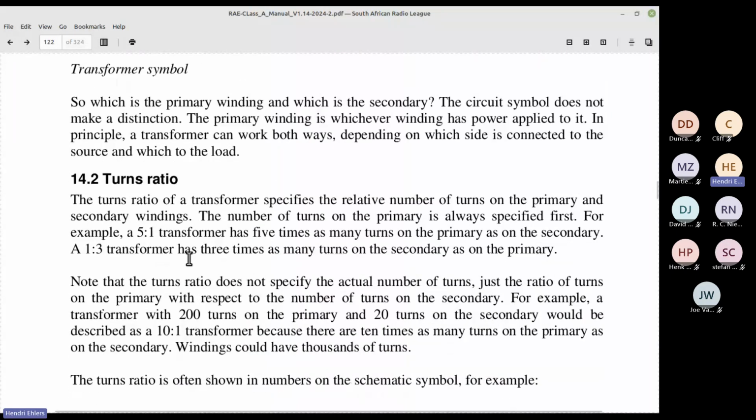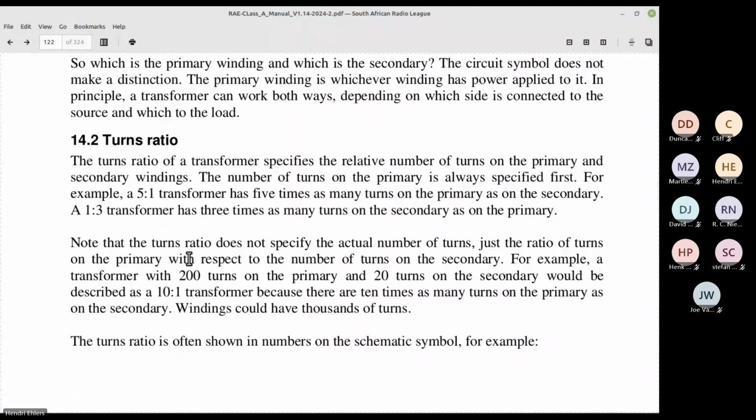Now, as I explained, it's a ratio between the primary side and the secondary side. The turns ratio of a transformer specifies the relative number of turns of the primary and the secondary windings. The number on the primary is always specified first. For example, 5 to 1. The transformer has 5 times as many turns on the primary side as on the secondary side. 1 to 3 would be 1 turn on the primary side for every 3 turns on the secondary side.